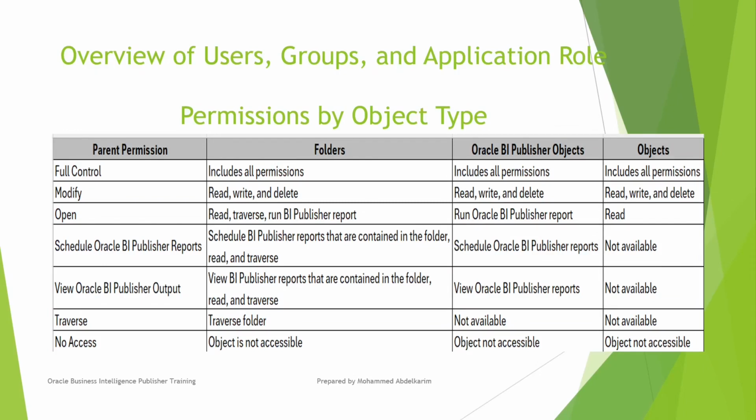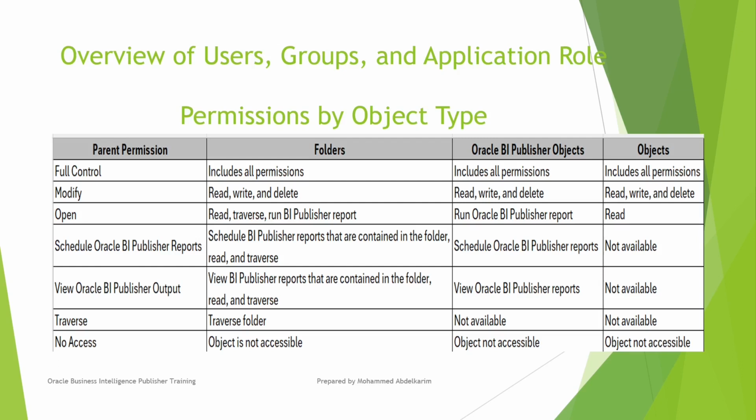Now, for these permissions, different words exist. For example, full control in a folder includes all permissions. In Oracle BI Publisher, it includes all permissions on objects. For example, analytics objects like report, like filter, include all permissions. Modify in a folder: read, write, delete. BI Publisher: read, write, delete, and BI Analytics: read, write, delete.